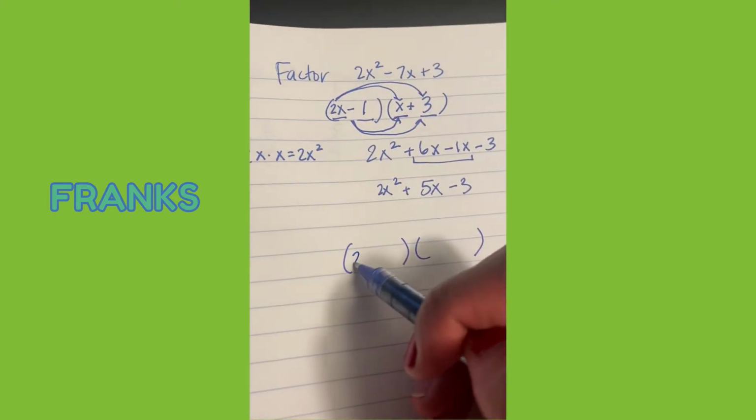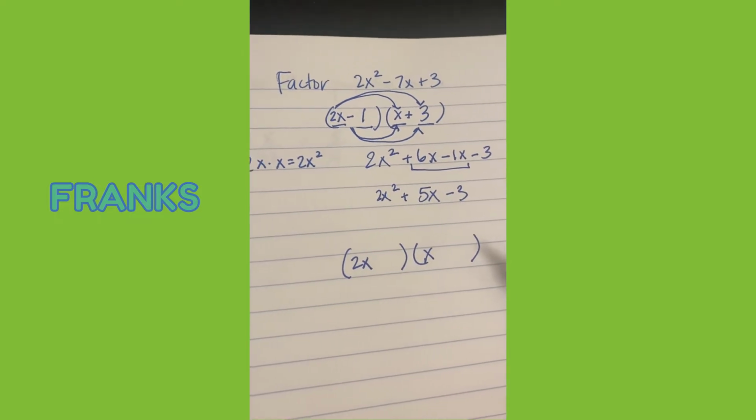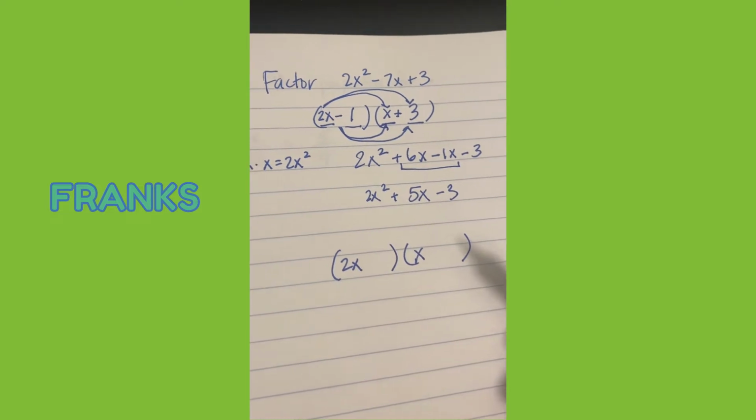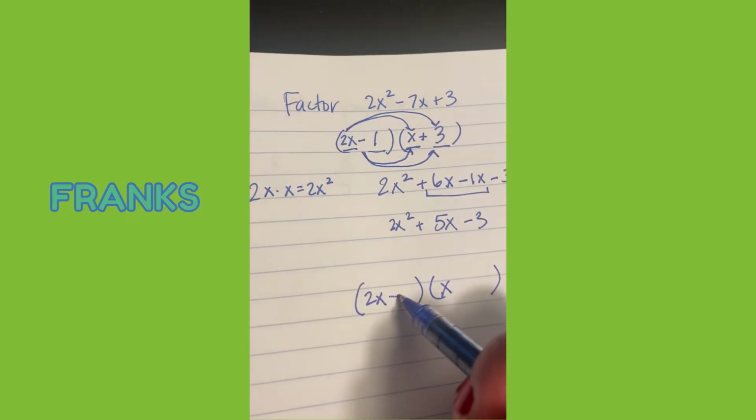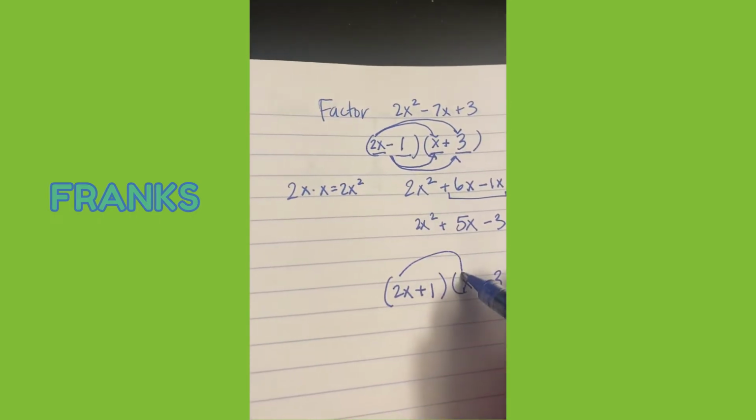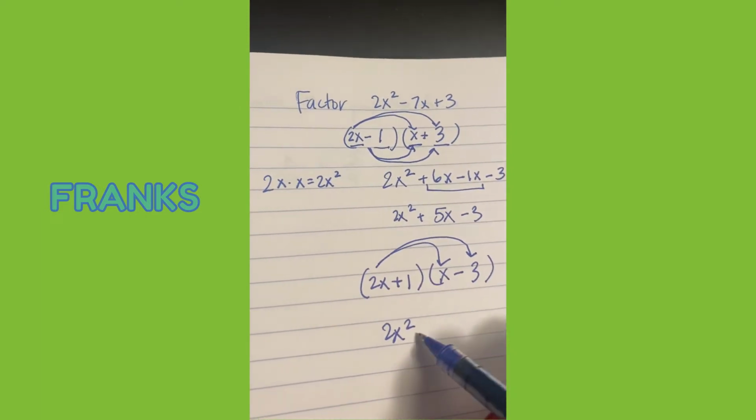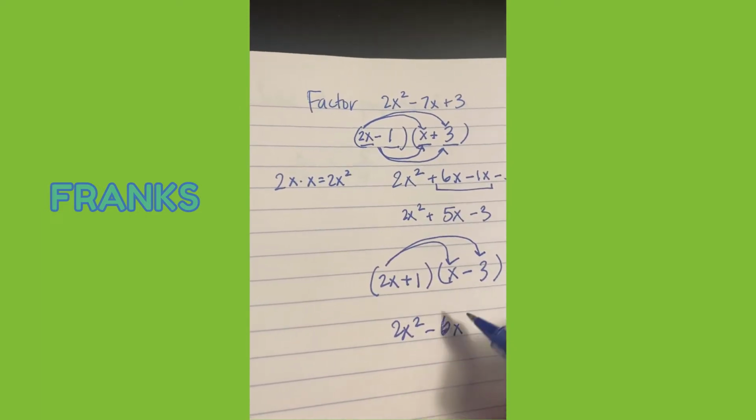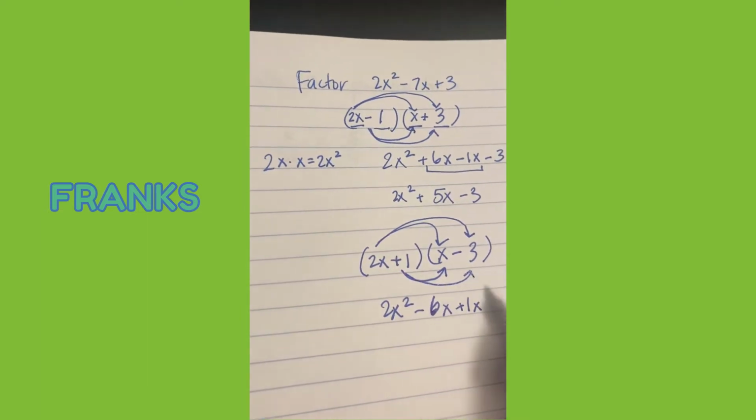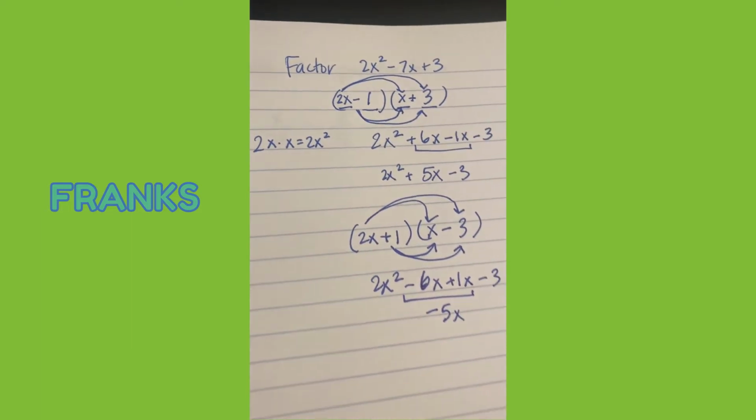I still want to use 2x times x because that's 2x squared. But one thing that I notice is that I might need to change my signs. I'm going to make this +1 and this -3. And now let's check. 2x times x, 2x squared. 2x times -3, -6x. +1 times x, +1x. And +1 times -3, -3. Oh, this adds to -5x.